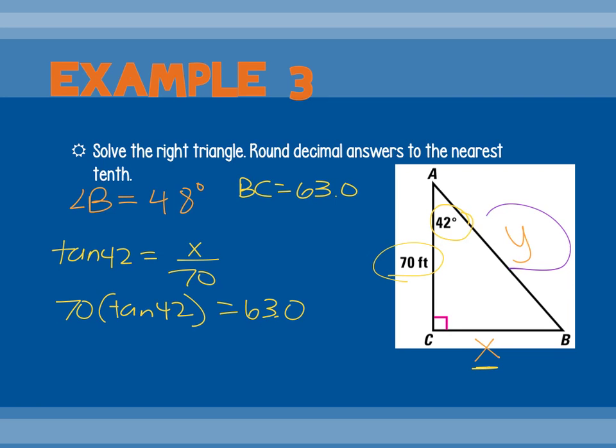Now I want to find y. In this case, when it's round to the nearest tenth, then it's a 0. 63 is exactly the same as 63.0. Obviously, if there's a decimal other than 0, you would need it. But if it's 0, it doesn't matter.